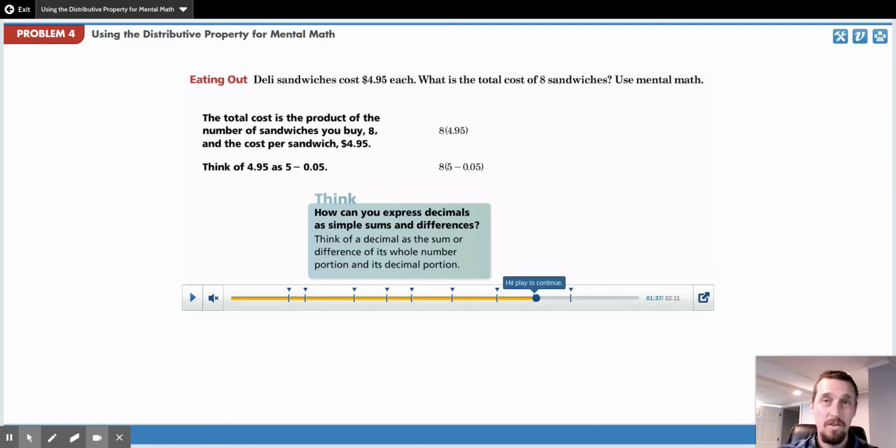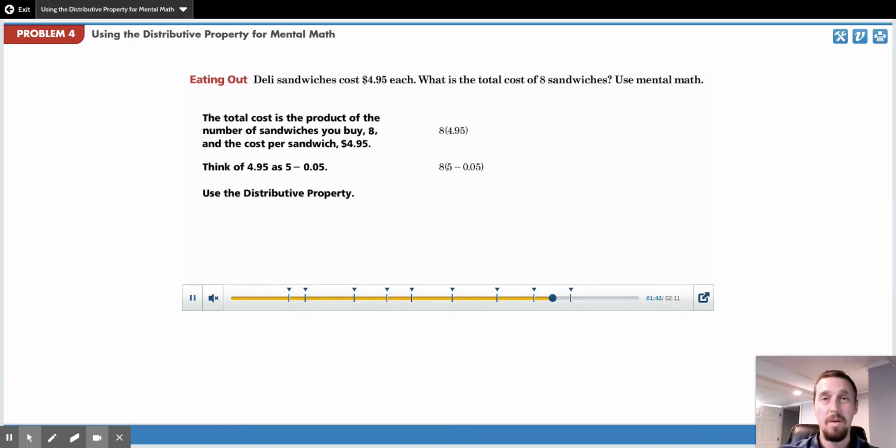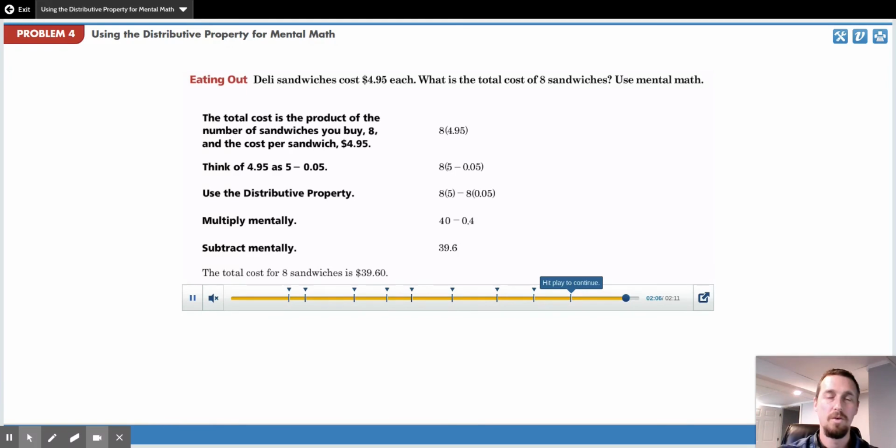And now this should start to look familiar. Use the distributive property: 8 times 5 and 8 times 0.05. So now we can multiply these two things in our head. 8 times 5 is 40, and 8 times 0.05 is a very similar thing, just 100 times less. So it's 0.4. Now 40 minus 0.4 is 39.6. So you need $39.60. An excellent lunch.